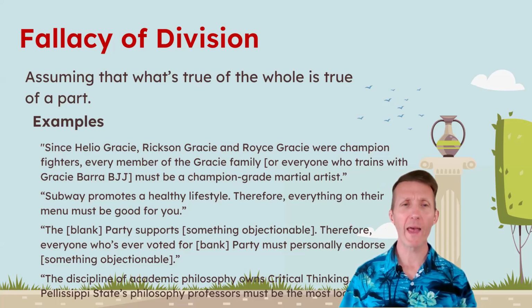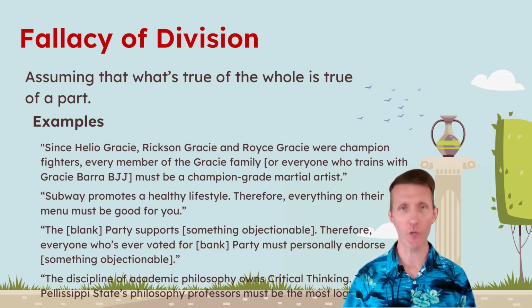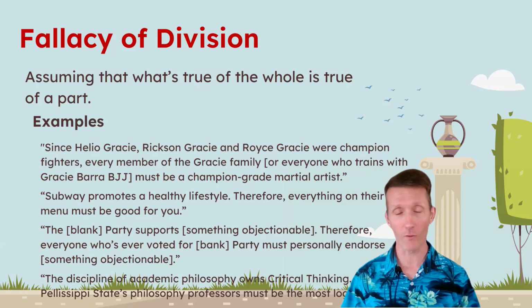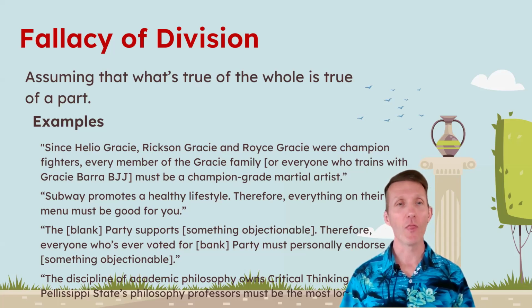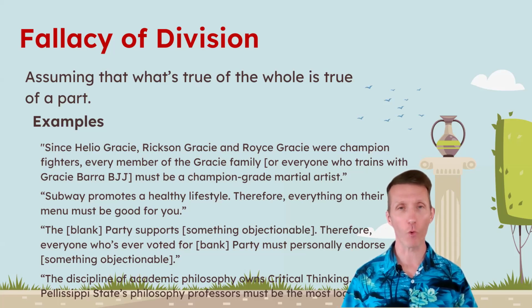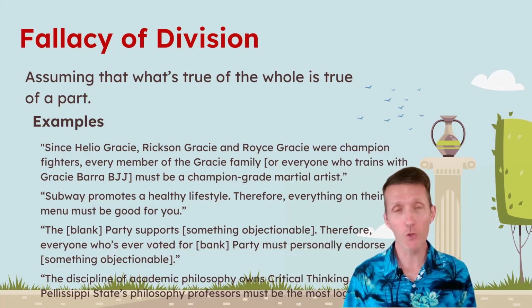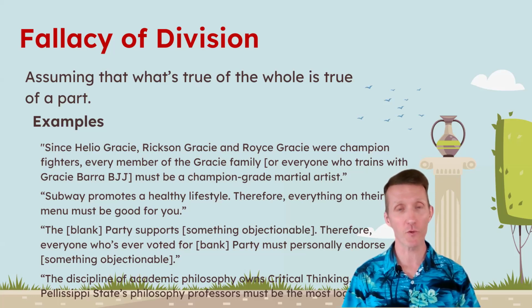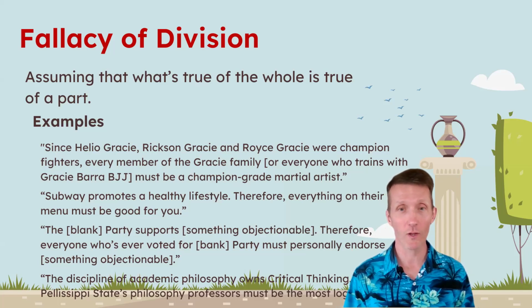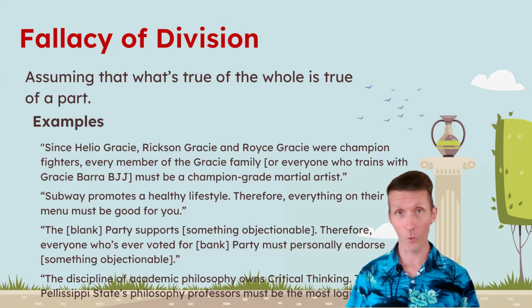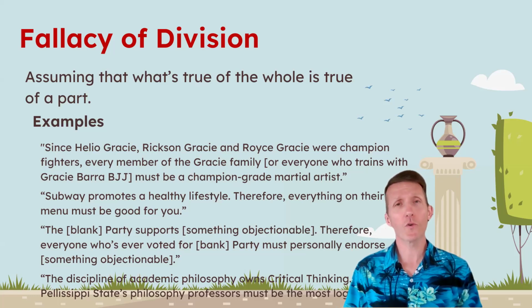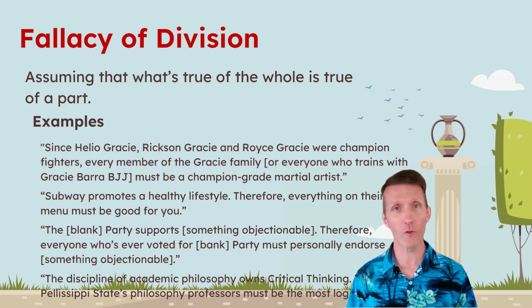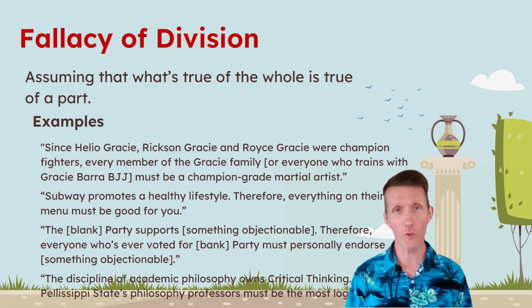What about this one? The blank party supports something objectionable. Here you fill in the blank. Whatever party, whatever the objectionable thing is. Therefore, everyone who's ever voted for a blank party must personally endorse that objectionable thing. And you could even apply this to people who are actually members of that party. So there's a party platform and they've got something that's objectionable. Could you really say that every person who is a member of that party personally supports that objectionable thing? Of course not. Maybe they just think that that party's better than the other one. It's better than the alternative, and so lesser of two evils.